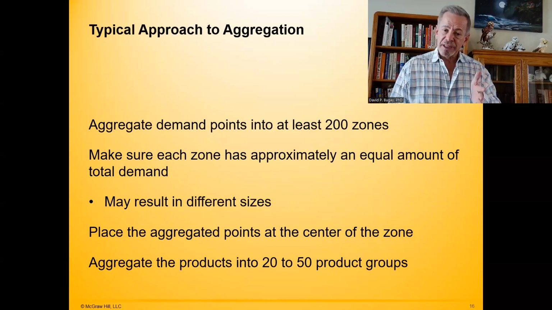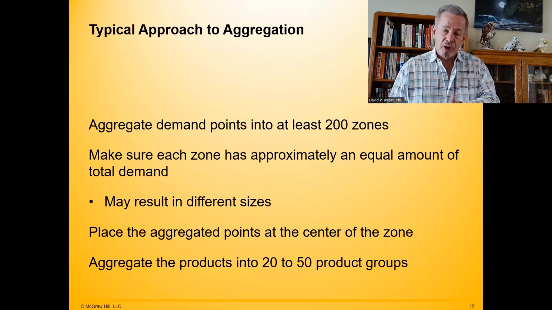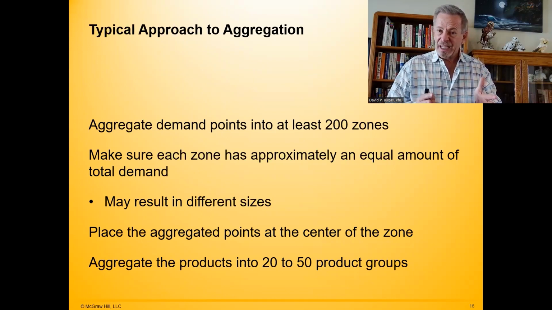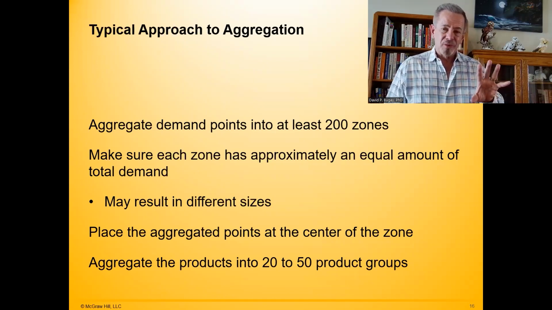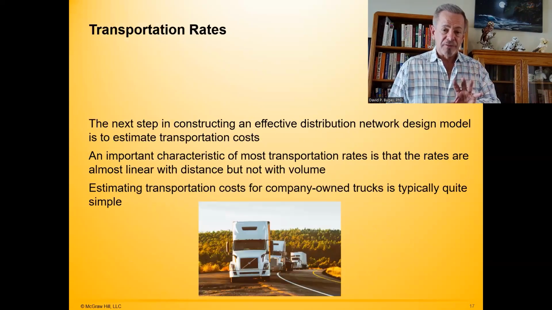You want to then aggregate the products into 20 to 50 product groups. Sometimes you may have 100 things in the same product group, not usually, but the reality is you want to have product groups, and if they all have the same weight or similar weights, all of a sudden you start having really good strategies as to how you can quickly load your different vehicles to make sure you have a great delivery process.